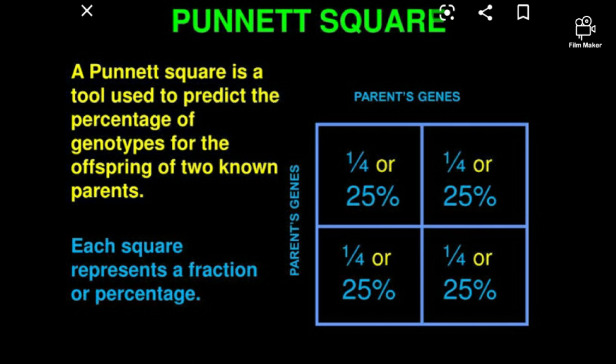So it is a tool to predict the percentage of the genotypes for the offspring of two known parents. The genotype of the parents is known, only then can we find out the possibility of the genotype of the further generation. Each square represents a fraction or a percentage of the offspring with a particular genotype. Like here in the square we have 4 sections, so each section depicts 25% or 1/4 of the offspring's genotypic nature.